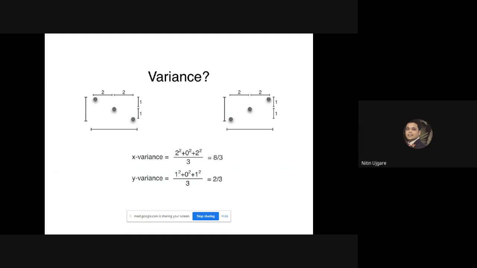Earlier we saw, in one example, a small variance in the hyperplane. In another example, for one set of points we have a high variance in the hyperplane for the given set of points. So small variance, high variance, that we have seen. But now these are two different sets of points, but their x variance and y variance are the same actually.